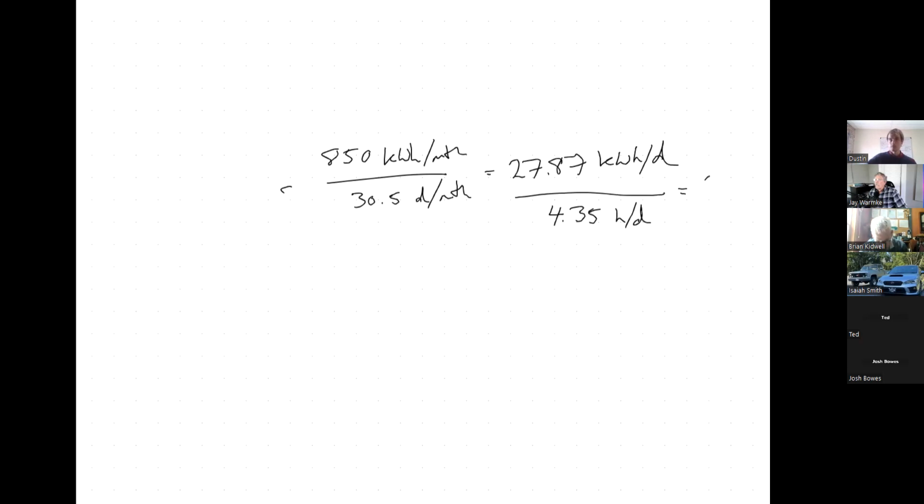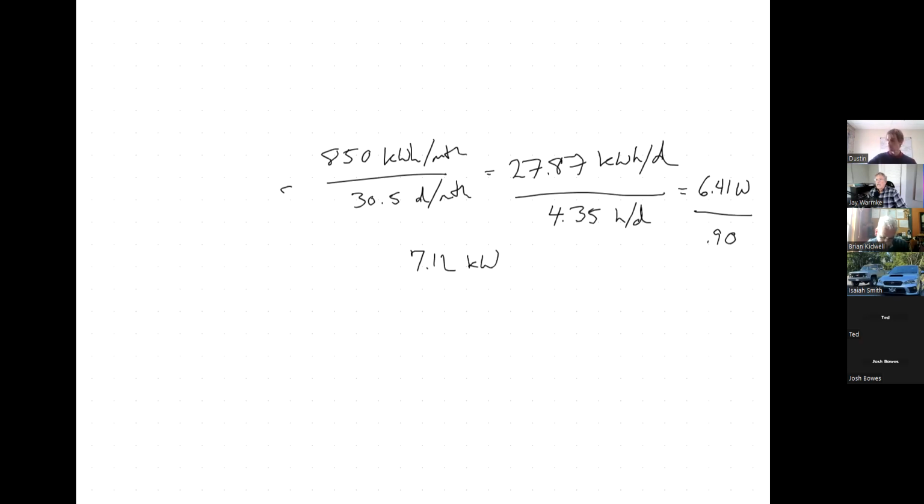6.4066, so 6.41 watts. All right. And then we need to derate it by efficiency. So 6.41 divided by 0.9 is 7.12. 7.12 kilowatts. Yes, kilowatts.